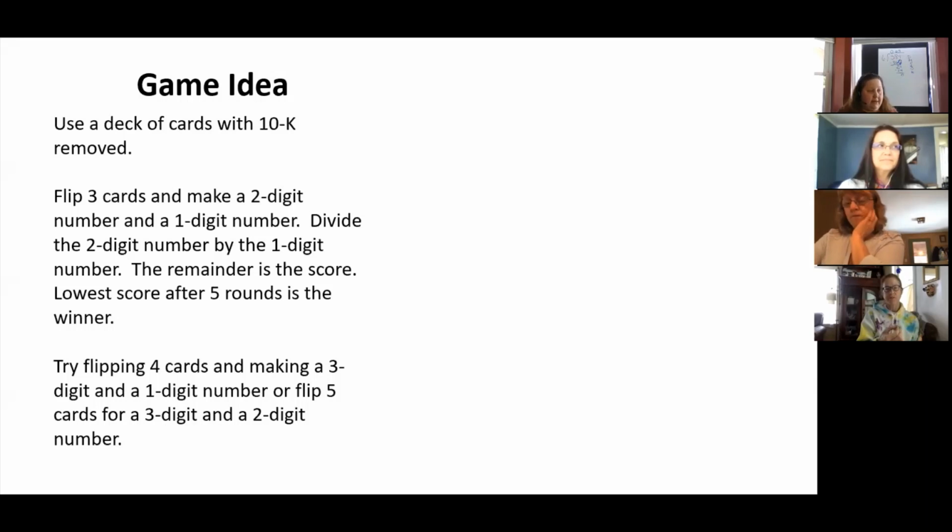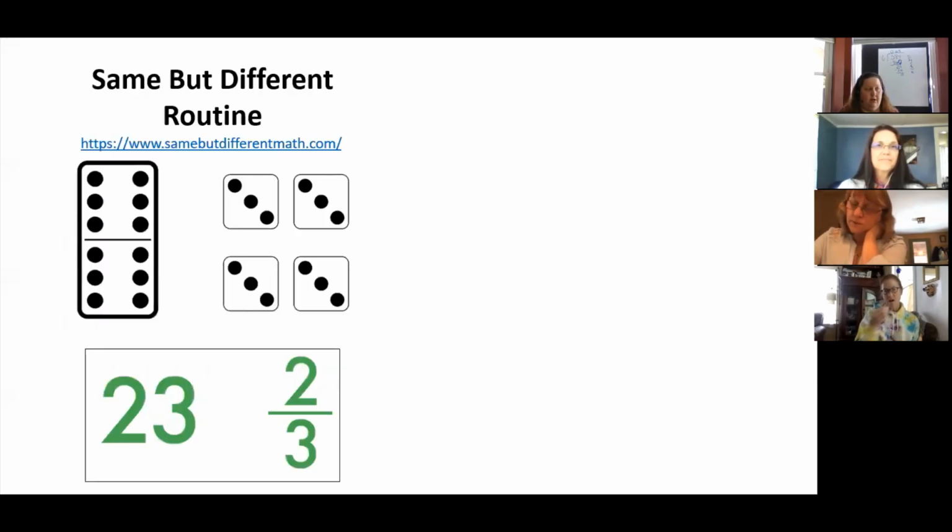The routine that I want to share with you for today is called Same But Different. In Same But Different, you are given 2 pictures that have something that's the same, but also something that is different about them. It's really having students look at and compare and contrast the 2 images. So if I look at this Same But Different, and I'll share the website in just a moment.